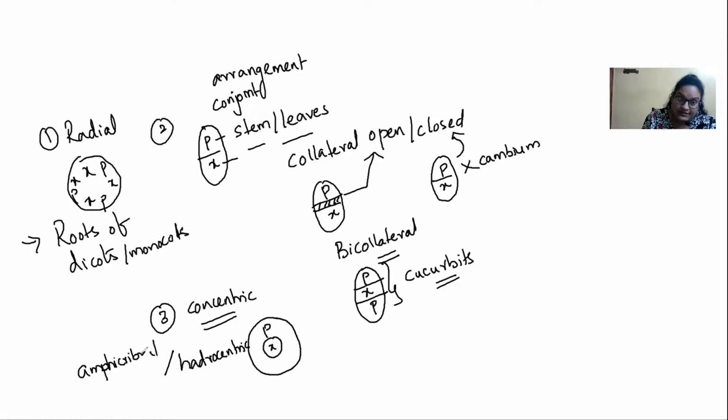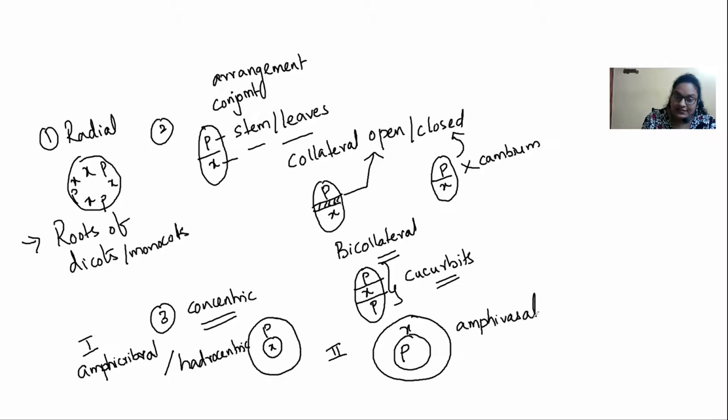We are going to call it as amphicribral arrangement. Okay, this is concentric. This is one type of concentric. The second type is phloem is based inside and it is surrounded by the xylem. So this is also another type where we can see, we call this as amphivasal, or we call it as leptocentric vascular bundles.